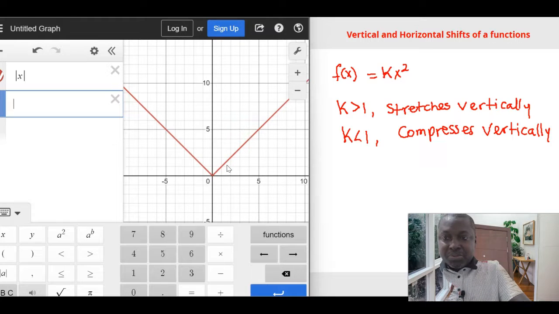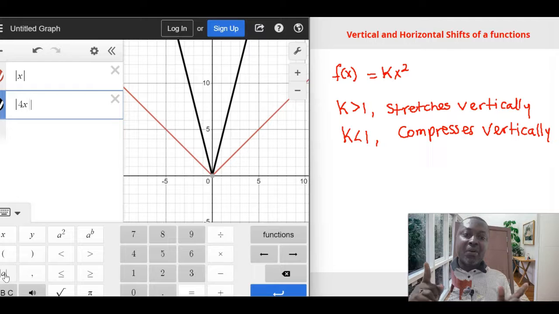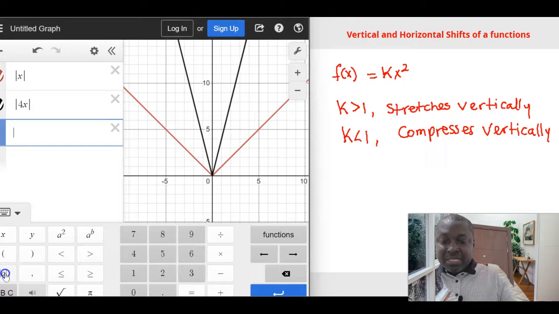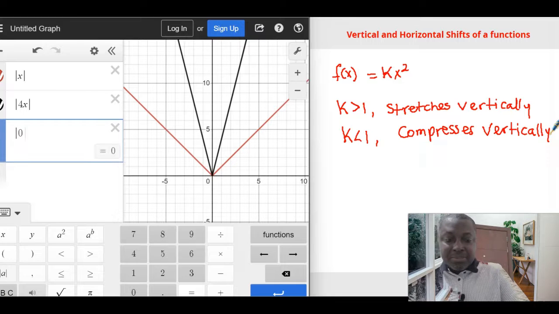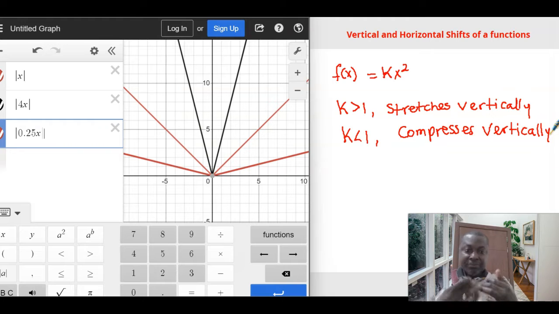So if we're supposed to use an easy number, say 4, what we are saying is that now it moves away from the y-axis, and moving away is what we call it compresses. So here it compresses horizontally. And then when we have less than 1, so let's pick our absolute, and we get 0.25x. We see that it's stretching away from the y-axis, stretching towards the x-axis.